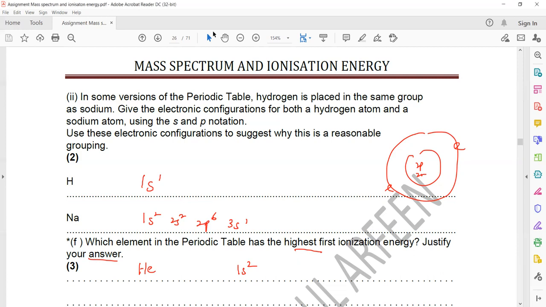1 mark is for mentioning helium, 1 mark is for mentioning no shielding effect, because you can see when we are removing the electron, we are removing the electron from the first shell and there is no inner shell electron, so there is no shielding effect or very small shielding effect, you can say. And the second thing, electrons are closer to nucleus.